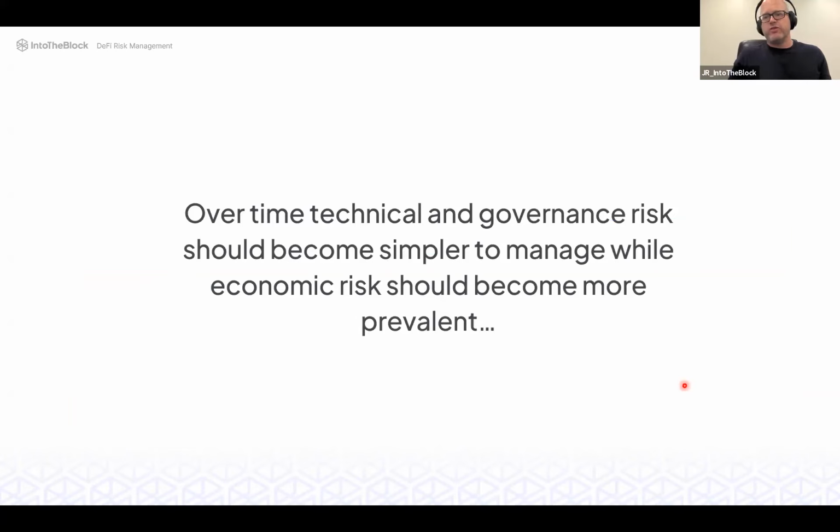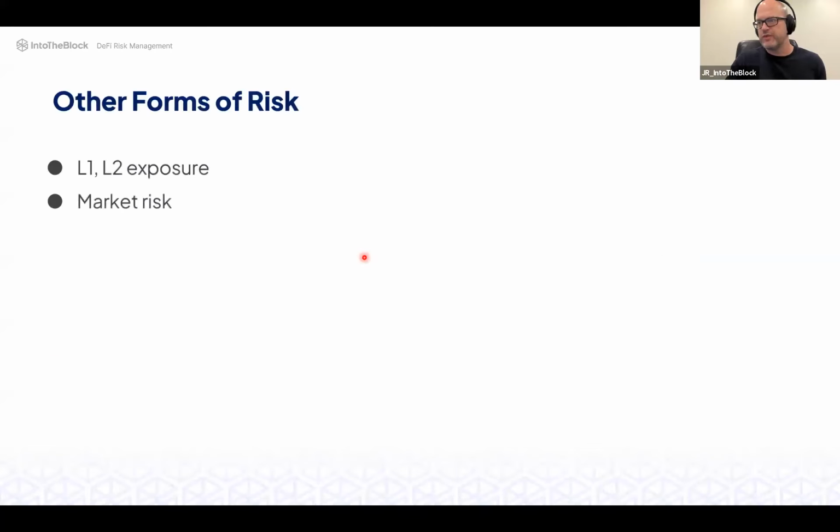Now, our thesis is that over time, technical and governance risk should become more manageable, and economic risk should become worse and more prevalent. The reason for this is that DeFi protocols are going to become more robust, more secure. Governance practices are going to get better. But then there are the asymmetries, right? If we have more protocols, you're still going to get these asymmetries in the market that are going to be conducive to a lot of economic exploits.